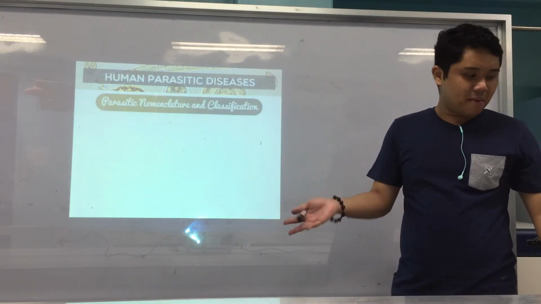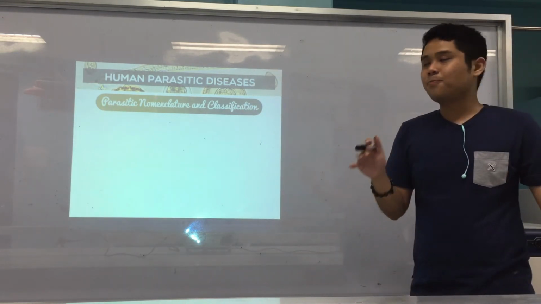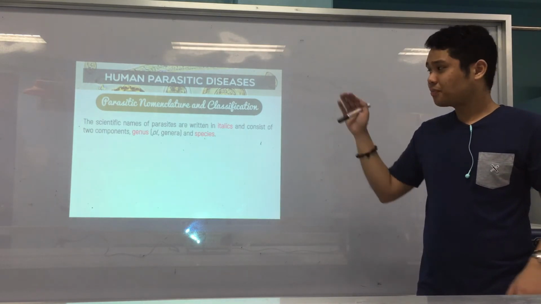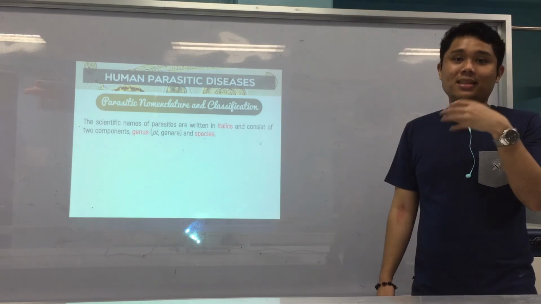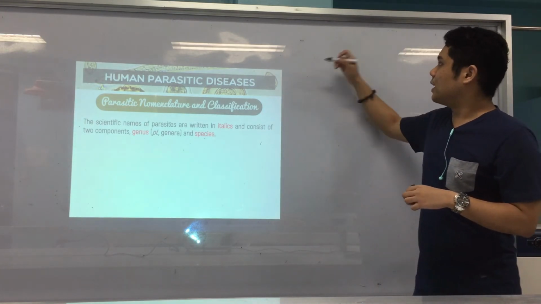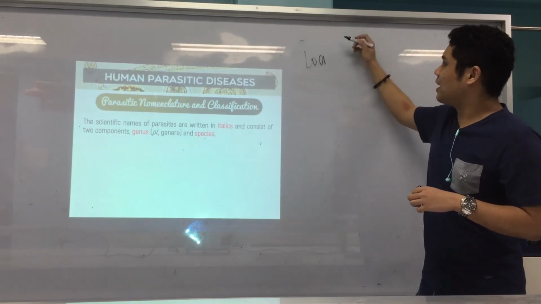Now we go to a few remaining slides. So we go now to human parasitic diseases. So just an overview of parasitic nomenclature, or naming, and classification. Generally, of course, since a parasite's name is a scientific name, we follow scientific name rules. Right? So for example, Giardia, or let's just say Loa loa. This is a parasite, guys.